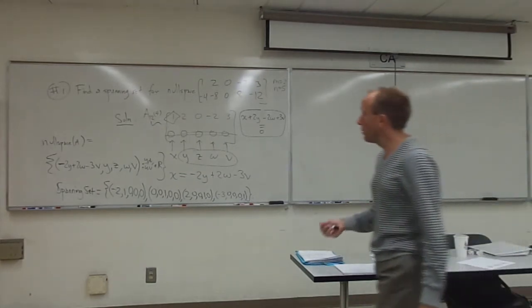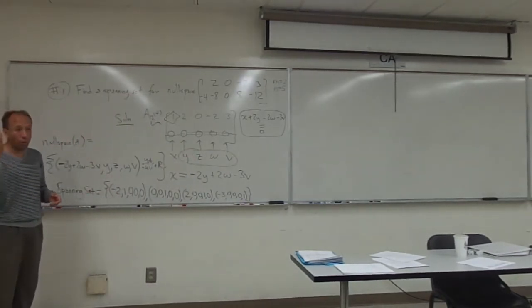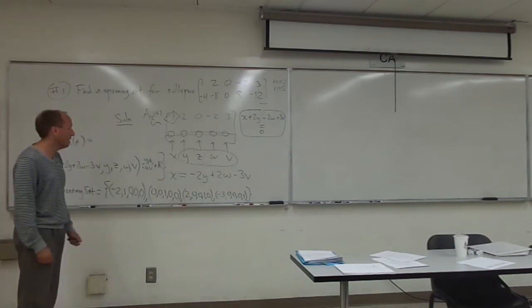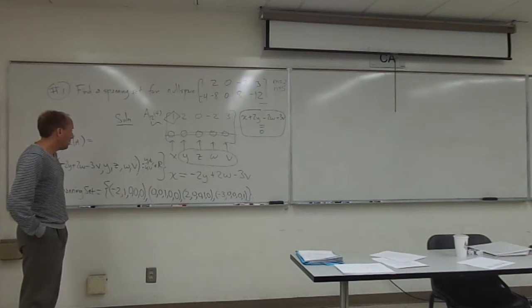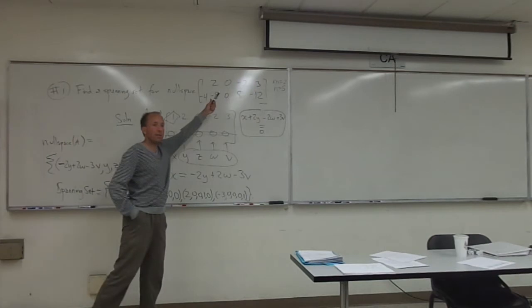So by the way, what is the dimension of the null space of A? It's 4. 1, 2, 3, 4. Right? And what is the nullity of this matrix?